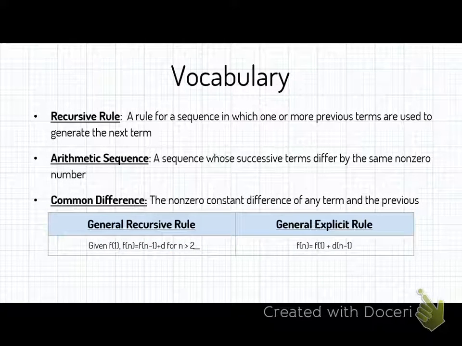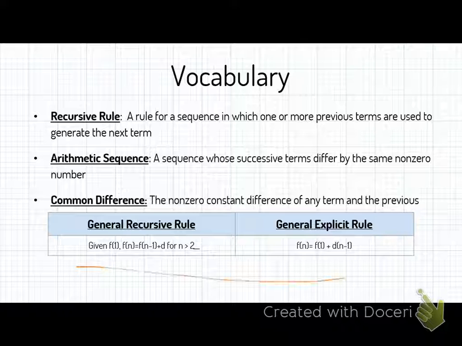If you're on the video, here are some terms. We talked about the recursive formula, but it's a rule for a sequence in which one or more previous terms are used to generate the next term. So it's kind of like we're thinking about one term and then generating another one. And then arithmetic sequence, we already know what that is. It's a sequence whose successive terms differ by the same non-zero number. And then there's a common difference, like 5, 10, 15, 20. It's always changing it by 5. That's a common difference. Okay, and we're going to talk about these two rules down here.